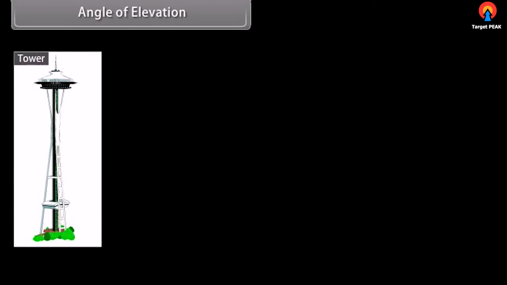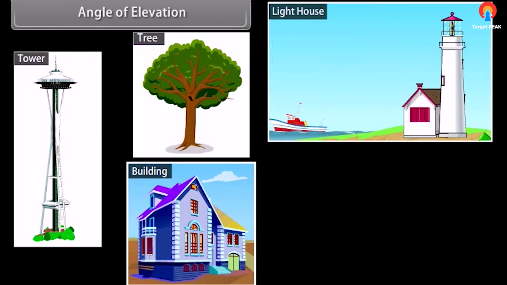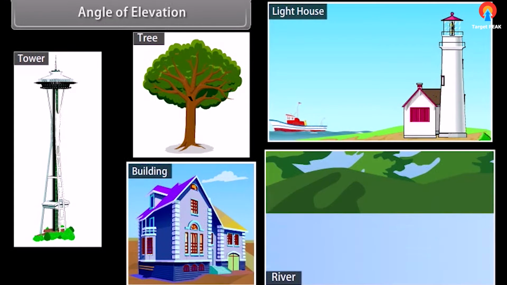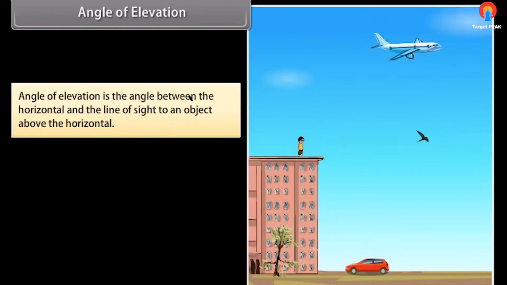Angle of elevation. Sometimes we are required to find the height of a tower, tree, building, and distances of a ship from a lighthouse, width of a river, etc. We cannot measure them accurately, though we can find them using the knowledge of trigonometry ratios. The word elevation means rise or move up. Angle of elevation is the angle between the horizontal and the line of sight to an object above the horizontal.